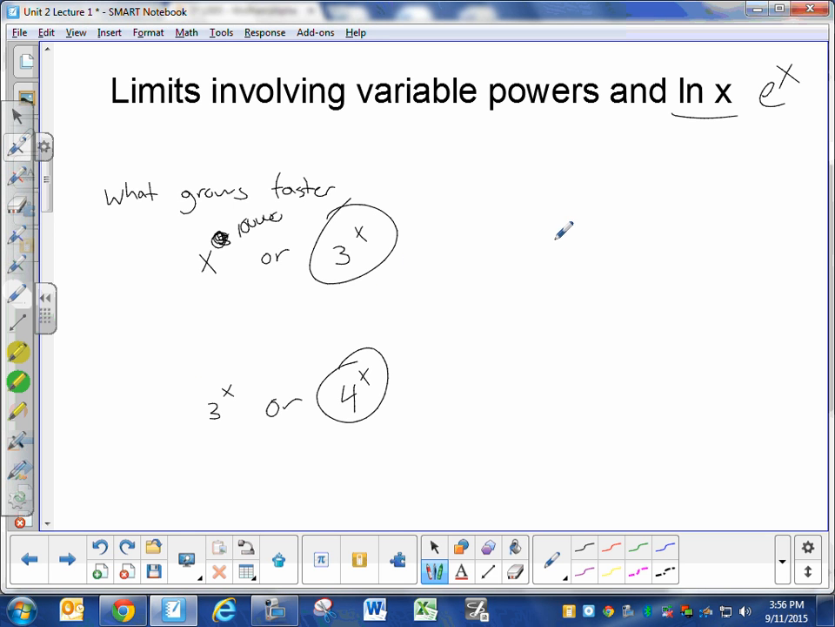And then if you think about e to the x, it's important to know that e is just a number. It's 2.718. So e to the x is going to be slower growing than 3 to the x, but faster growing than 2 to the x. And obviously faster than x to any power.